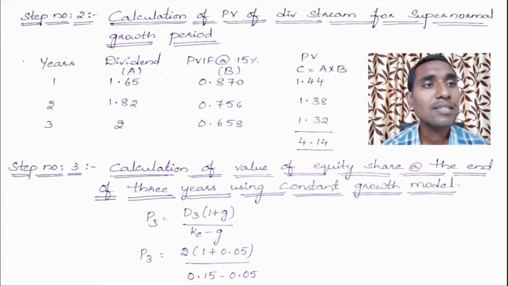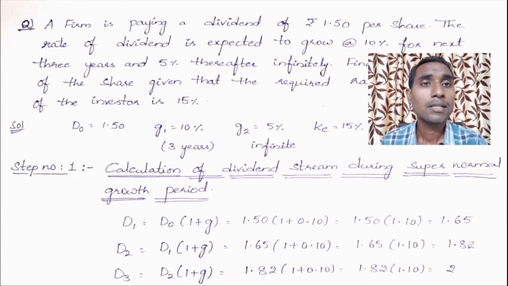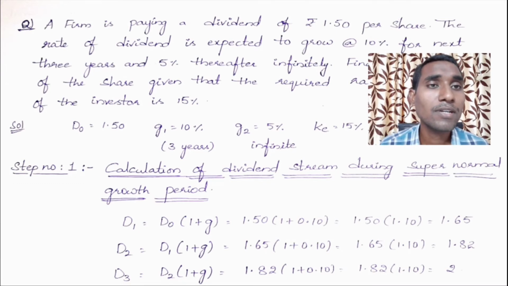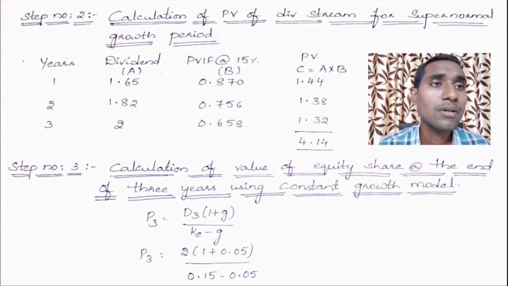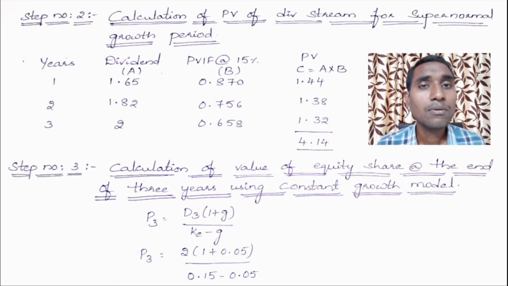After 3 years, the shares will grow at another growth rate. We have two growth rates. Till step number 2, we have worked out the dividends for 3 years using a growth rate, that is G1 is 10%, and G2, after 3 years, the dividends will be growing at 5%. Till 3 years we have calculated the dividends, and in step number 2 the present value of the dividend stream. Now after 3 years the growth rate will decline. Now the dividends start to grow at 5%.